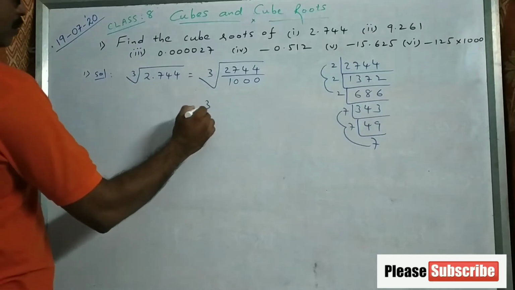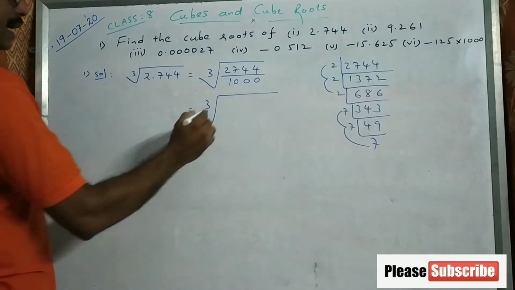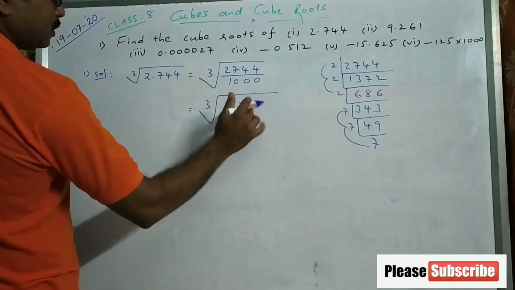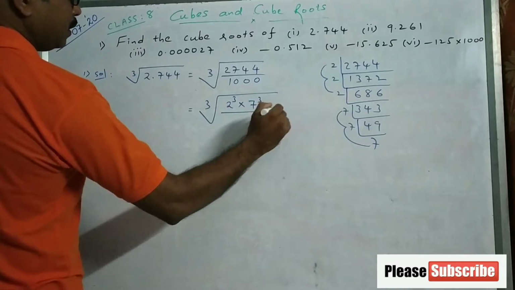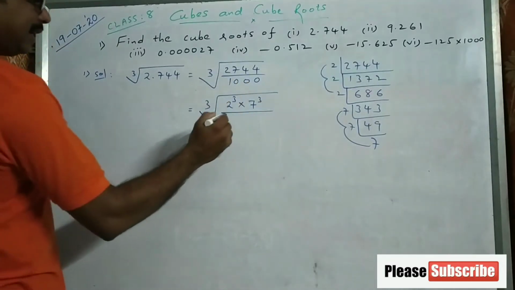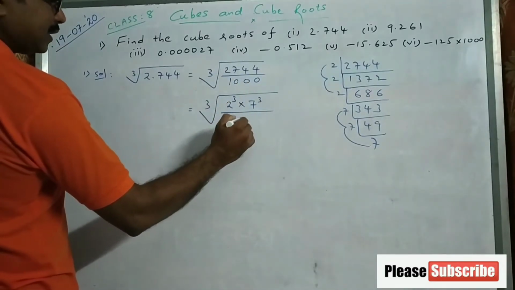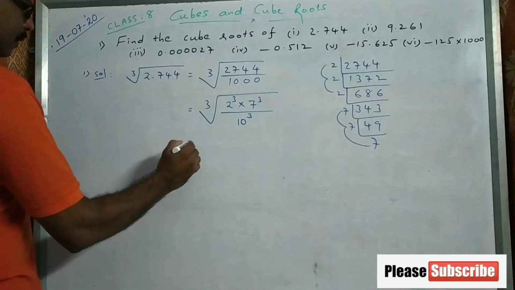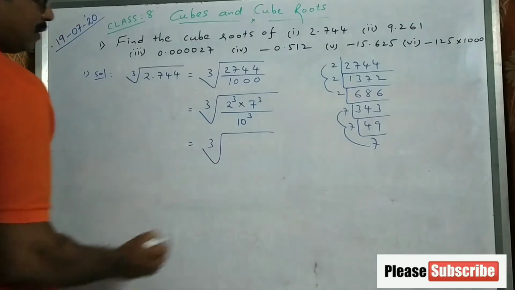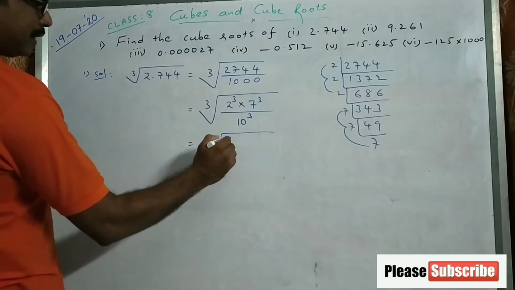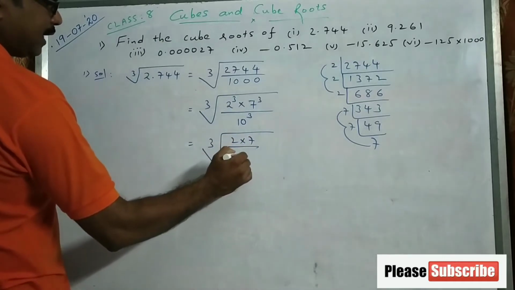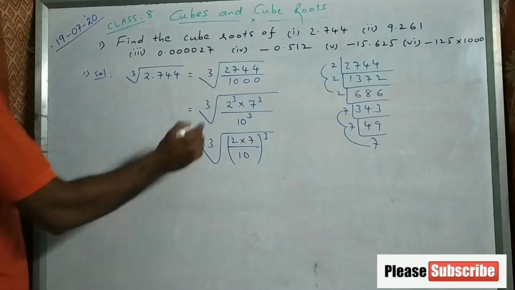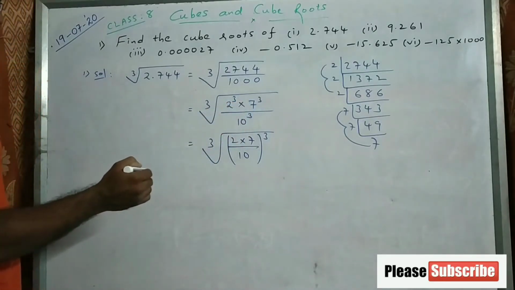So cube root of that can be written as 2 cube into 7 cube upon 1000. 1000 means how can we write? 10 into 10 into 10 means 10 cube. It is already a perfect cube, right? All are perfect cubes. So can I write 2 into 7 upon 10 whole cube?